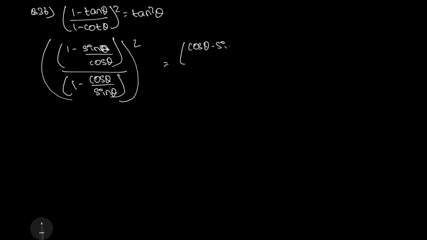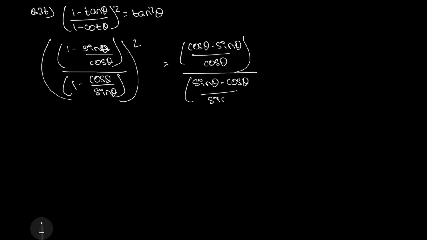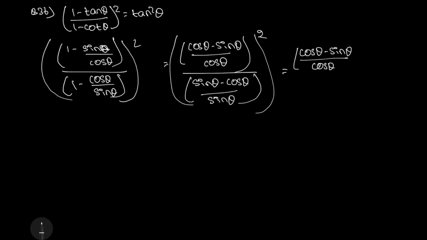We'll get (cos theta minus sin theta) by cos, and take the reciprocal of this. Okay, next term we can do it: (sin theta minus cos theta) by sin. These are the two numerators and denominators, whole square. So here we can write it as (cos theta minus sin theta) by cos, and here we can write sin theta by (sin theta minus cos theta).